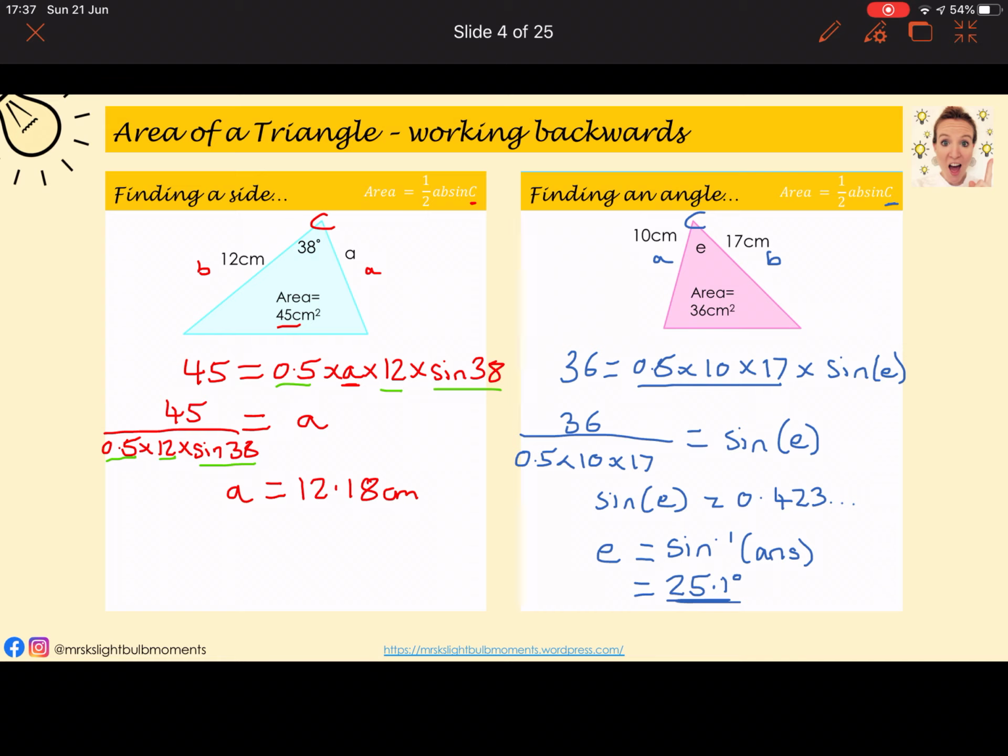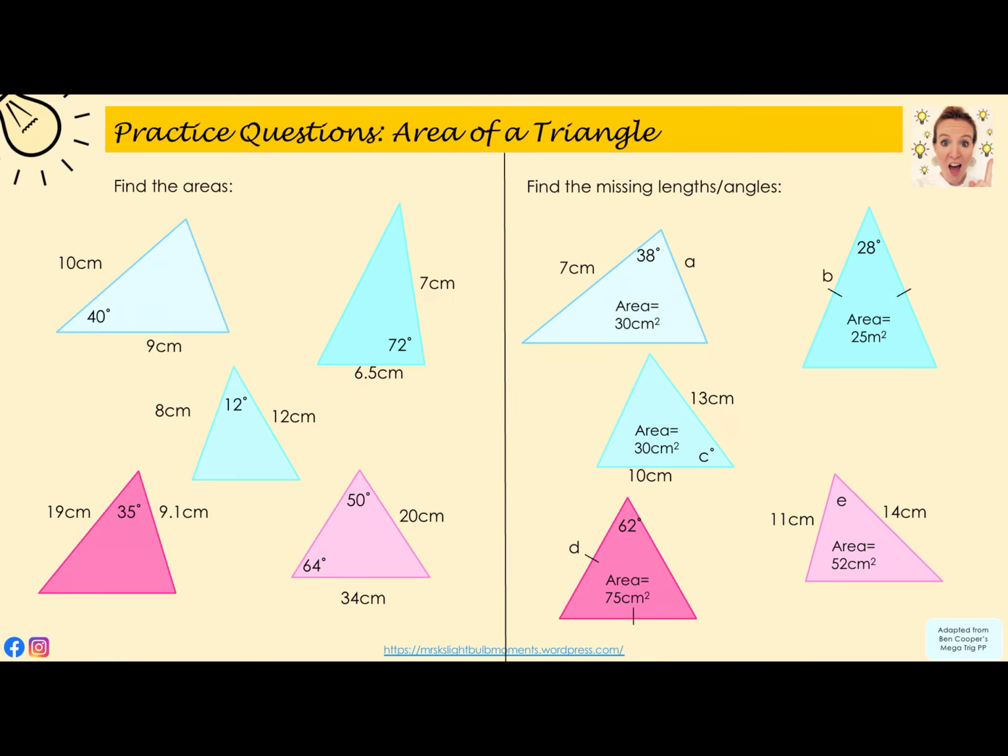All right, super. I'm not going to give you time to do these now, but these are going to be available after the session if you want a bit more practice. On the left, you've got questions practicing finding the area. So that's just working straight forwards with the formula. And then on the right, you've got the working backwards, finding missing lengths or angles. Some of them get trickier there, so do have a go, even if you found those easy.